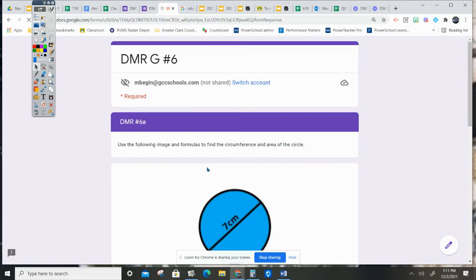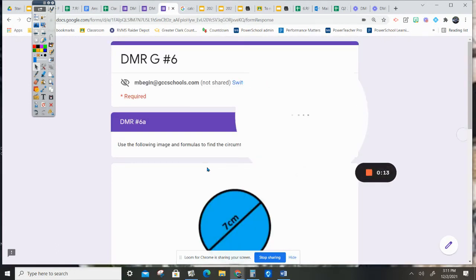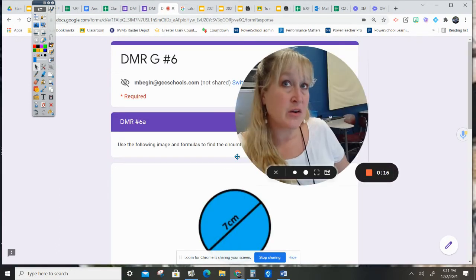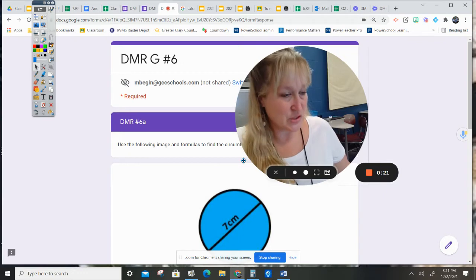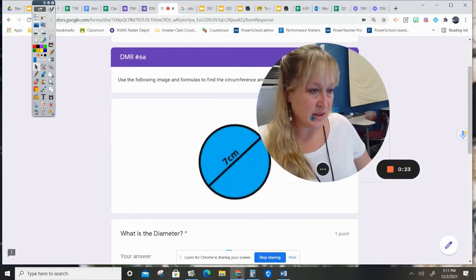We are still reviewing radius, diameter, circumference, area, and then volume of spheres. No, not spheres, volume of cylinders. In this case, I could look at the picture.